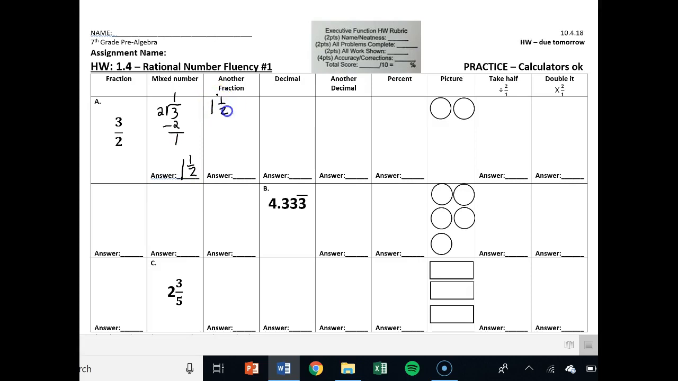Another fraction, I like to do 1 and 1/2, and I like to just multiply it by 2. You can choose to multiply it by something else, so long as it's an equivalent fraction. So 1 2/4.